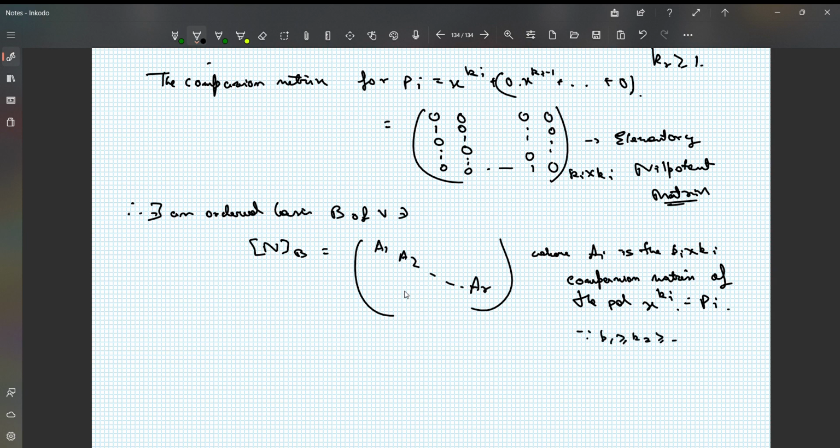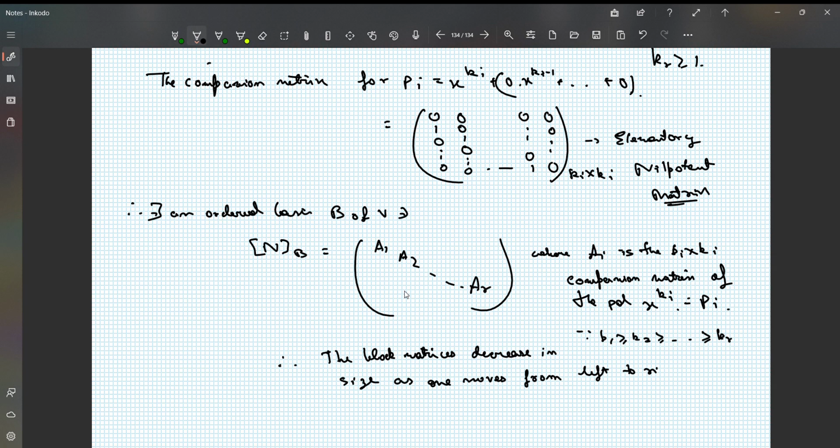Furthermore, since k1 is greater than or equal to k2 and so on till kr, the block matrices decrease in size as one moves from left to right. Clear?